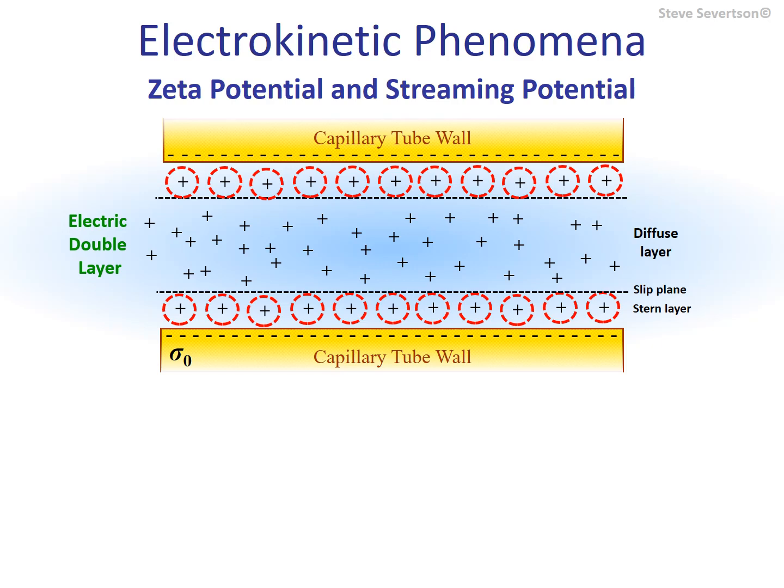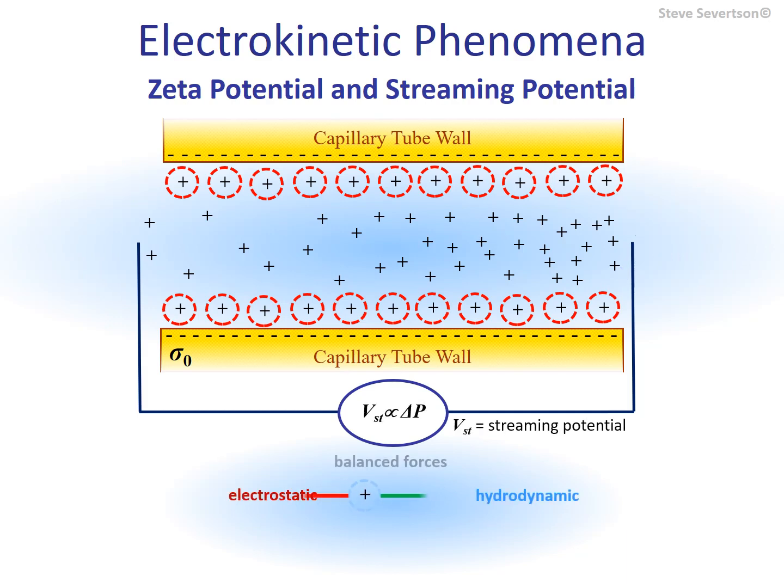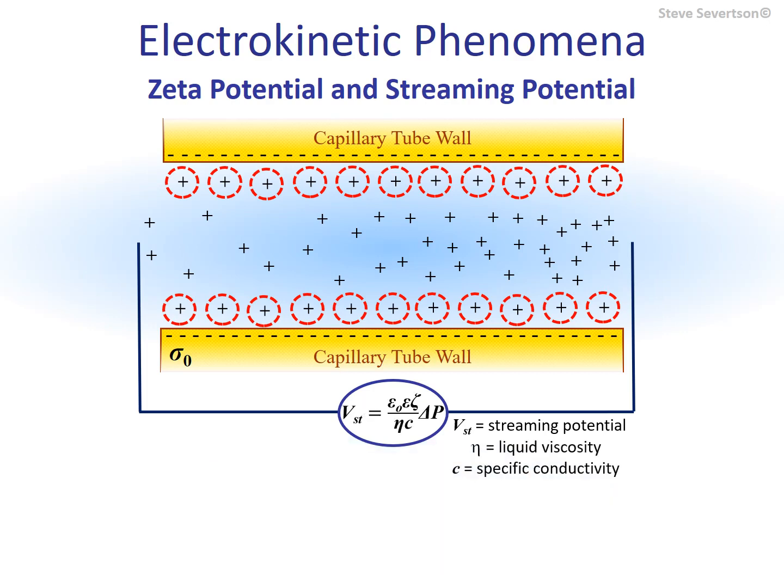For this measurement, a pressure gradient is applied across the pad of particles, which induces flow through the capillary pore structure. Beyond the slip plane, the counterions are carried by the convective flow. However, movement of the counterions away from the surface charge that they neutralize produces a potential and thus an electric field, which counters the hydrodynamic forces. When forces on the ions are balanced, the steady-state potential value is known as the streaming potential, which is directly proportional to the applied pressure gradient. The proportionality constant is related to the zeta potential of the pore surfaces and thus the particles.